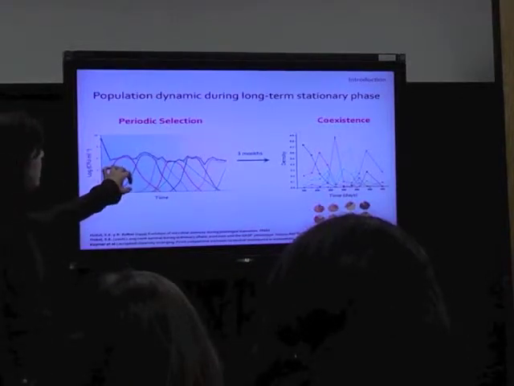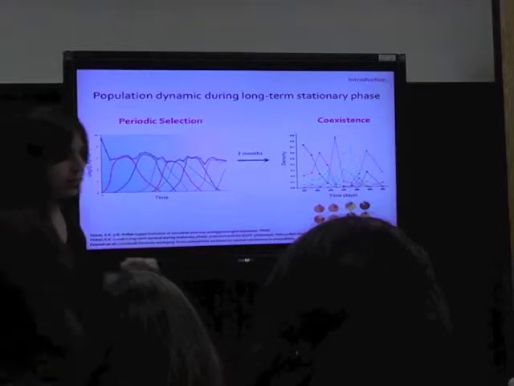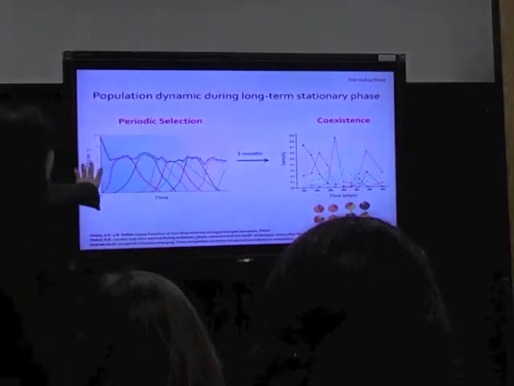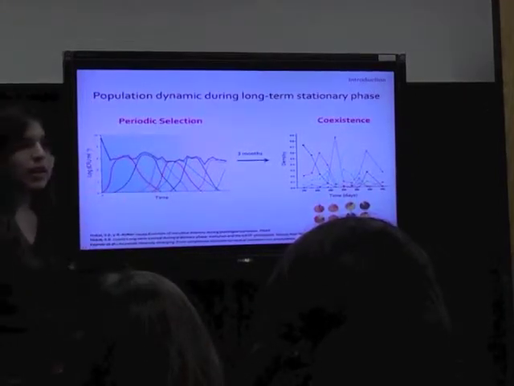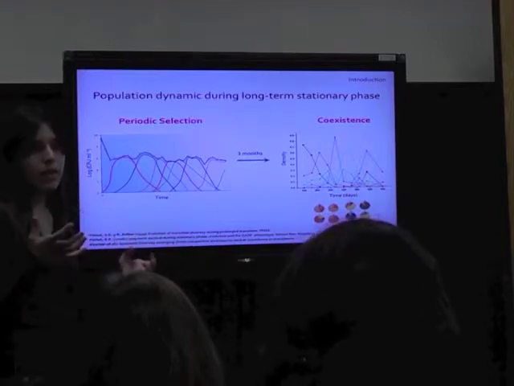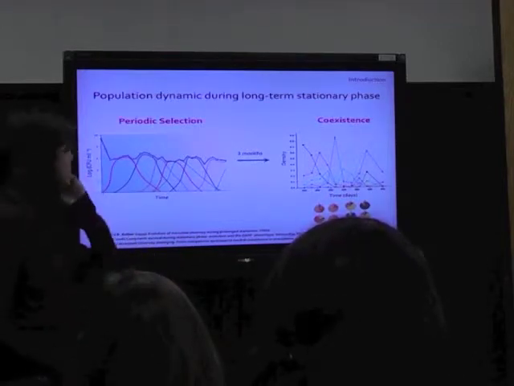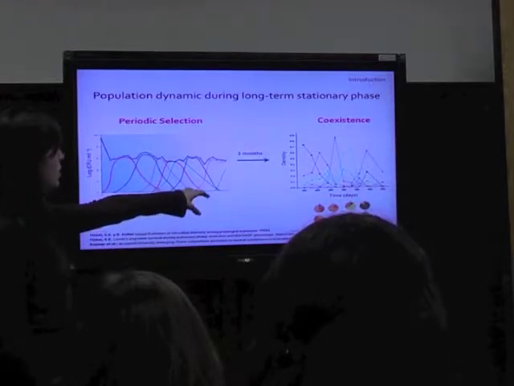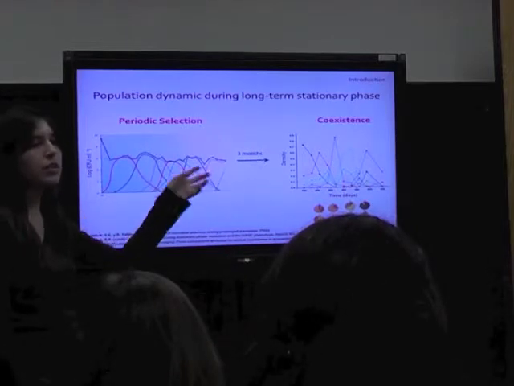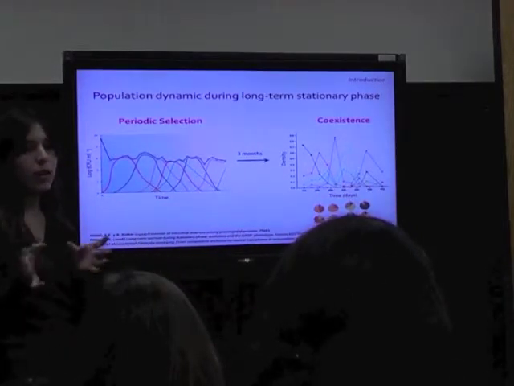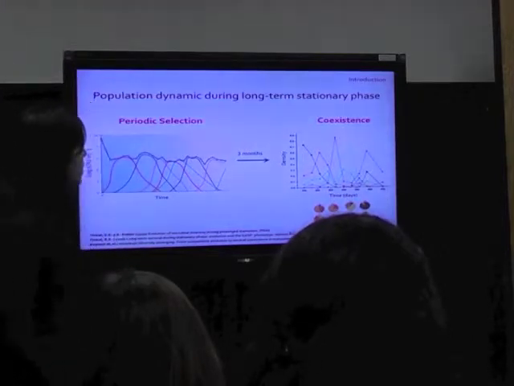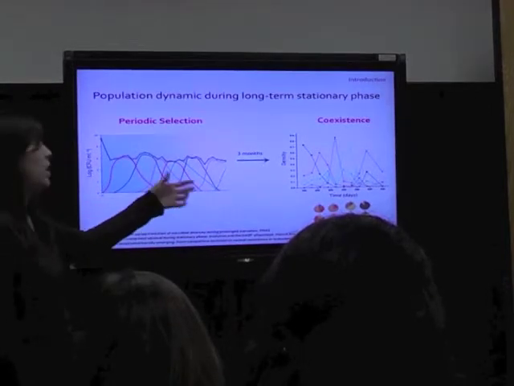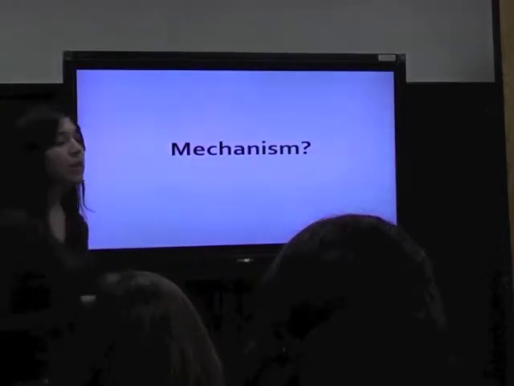So then experimental analysis shows that, first, at the beginning of this long-term stationary phase, we have periodic selection, in which mutants with a better fitness can invade the system, and so there is a competitive exclusion. But after 3 months, it is possible to observe coexistence of different morphotypes of colonies. So the question here is, why does coexistence emerge, and what is the mechanism involved in that?